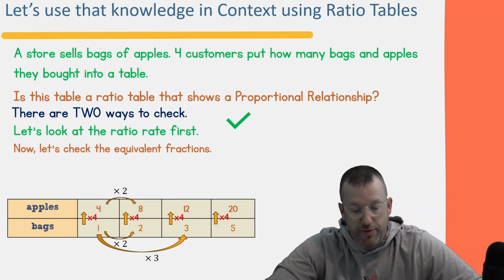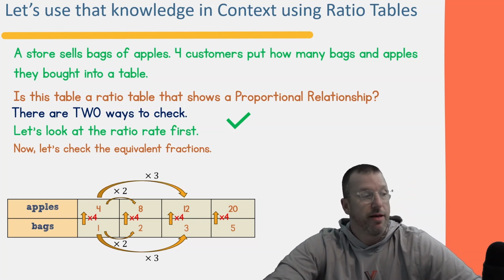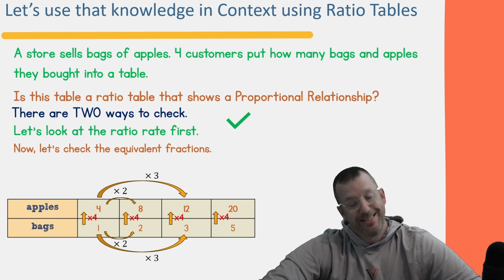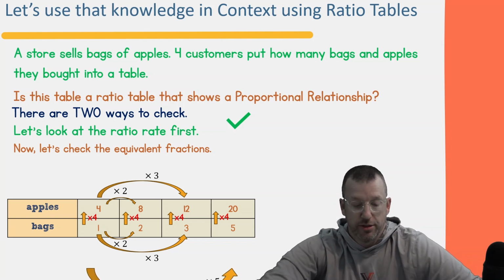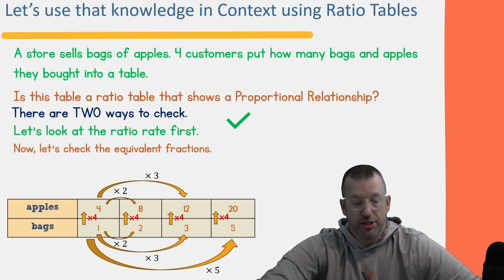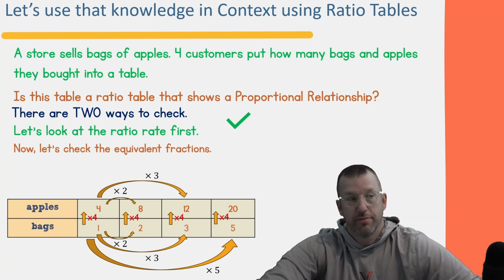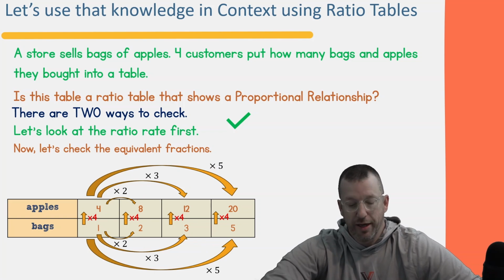I multiplied by 3. So that means on the top, I have to multiply by 3. What's 4 times 3? It's 12. All right, so that one works. And then finally, we compare our unit fraction to the last fraction. On the bottom, we multiplied by 5. On the top, what's 4 times 5? It's 20. So in both of these ways that we checked it, it worked.